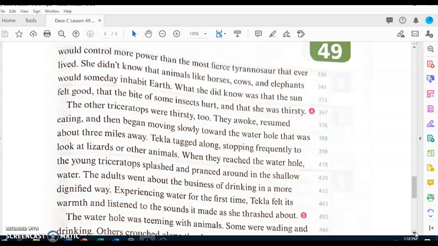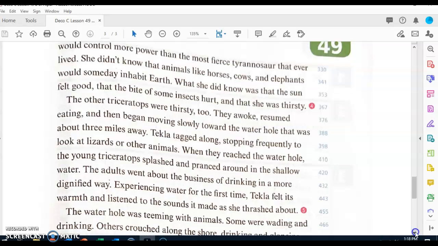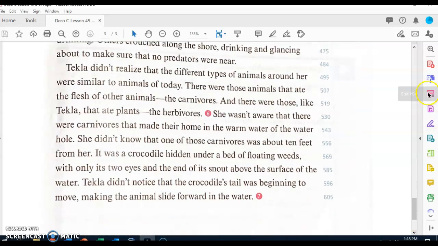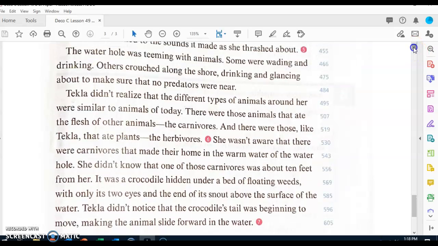Experiencing water for the first time, Tekla felt its warmth and listened to the sound it made as she thrashed about. The water hole was teeming with animals. Some were waiting and drinking. Others crouched along the shore, drinking and glancing about to make sure that no predators were near.